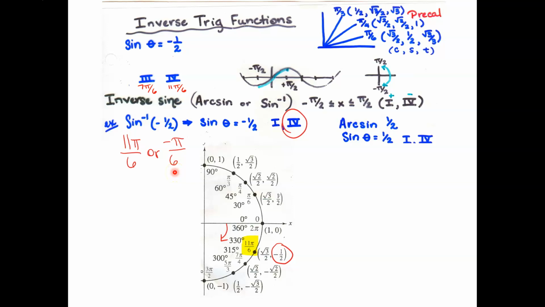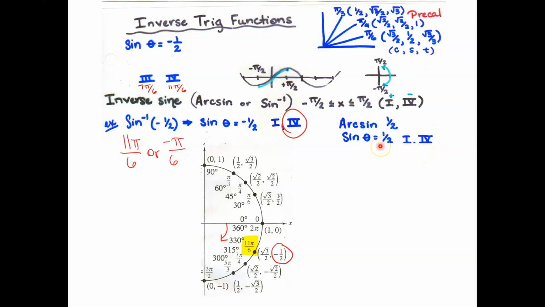All right, look at the next one. So the next one we have arc sine of 1/2. So again, that means we're playing Jeopardy. The answer is 1/2 and we're looking for the question. And because it is inverse sine, we know we only have first and fourth quadrants to choose from.